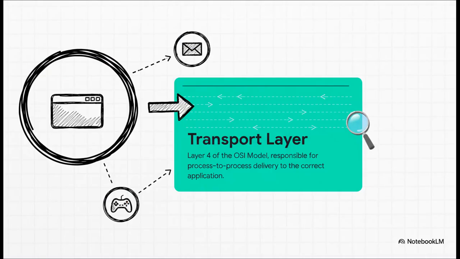Okay, for anyone taking notes, this is the official definition you'll want. The transport layer is layer 4 in that big OSI model, and its main gig is what we call process-to-process delivery. Now, what does that mean? It means it doesn't just get a message to the right computer, it gets it to the right application running on that computer. Think your browser, a game, Spotify, whatever it is.